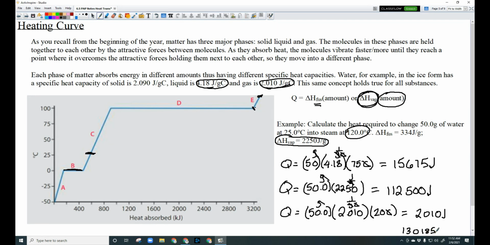joules. If we were going to convert this to kilojoules, we'd move the decimal over 3 times, so we'd have 130.185 kilojoules. So how many sig figs? 3 here, 4 here. We don't use conversion factors like these. We have 3 here, so we need 3, so 130.